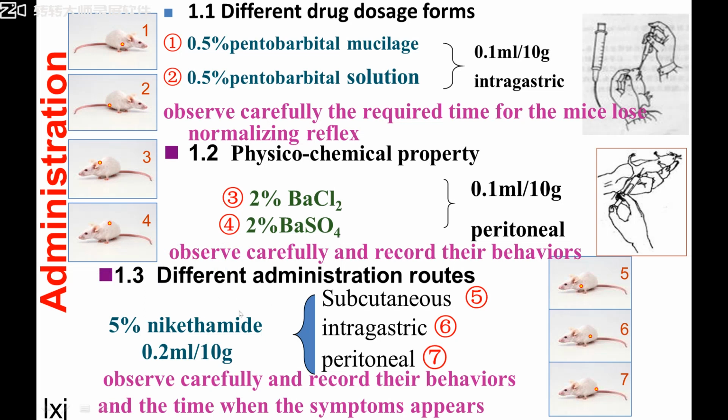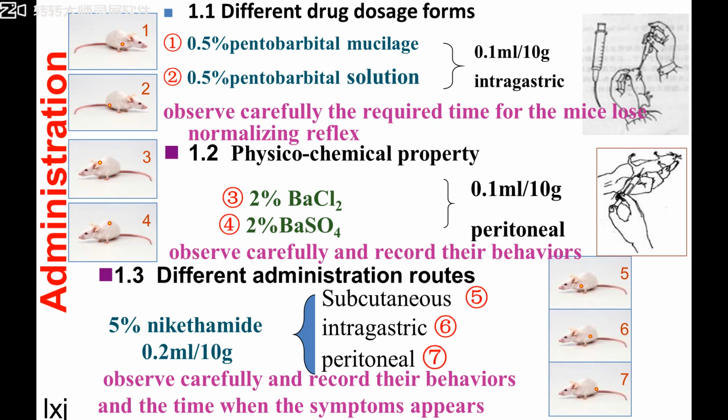And the third experiment is about administration routes. You should administer nicotinamide at the same dose by different routes. Number 5, subcutaneous injection. Number 6, intragastric administration. Peritoneal injection for number 7. Observe the stimulant effects caused by nicotinamide, like jumping, convulsion, even death.